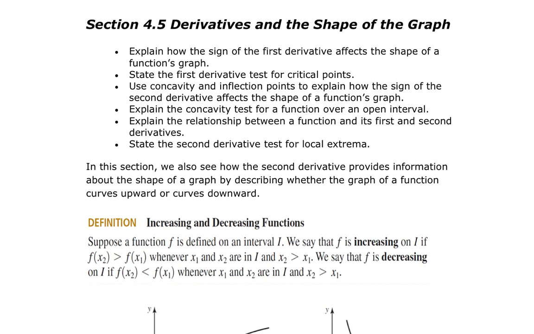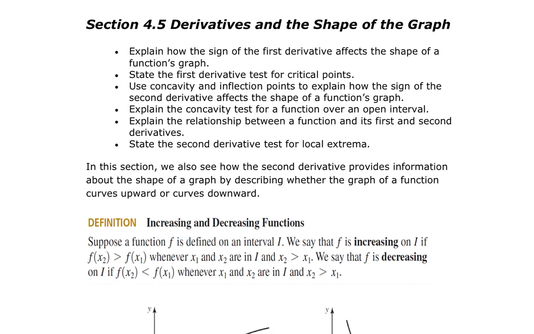We're going to use concavity and inflection points to explain how the sign of the second derivative affects the shape of the function's graph. We're going to explain the concavity test for a function over an open interval. We're going to explain the relationship between a function and its first and second derivatives. We're going to state the second derivative test for local extrema.